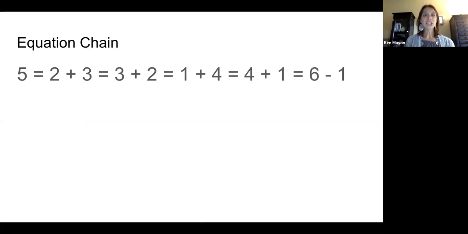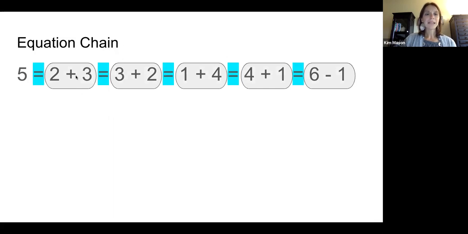We're going to be making equation chains. And an equation chain looks like a train, and each boxcar is connected by an equal sign. Every single part, every boxcar, is equal to the same amount. For this equation chain, it is 5. You can see all of the parts that are separated by an equal sign, and everything included is equal to 5: 2 plus 3, 3 plus 2, 1 plus 4, 4 plus 1, and 6 minus 1.